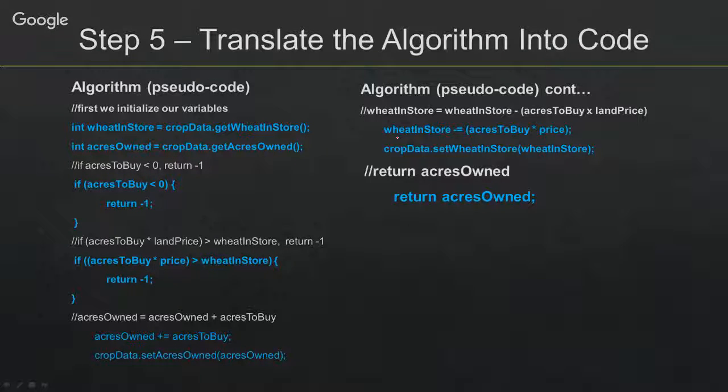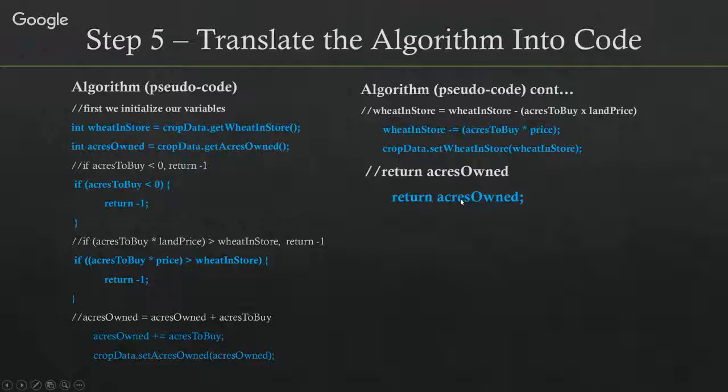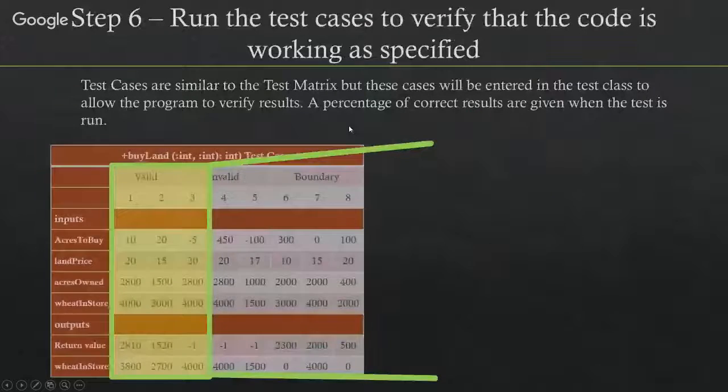And so wheat in store is using the same magic plus minus here, but we're using a minus equals. So we would have wheat in store minus the price times acres to buy, and that would give us our new wheat in store since we just purchased some land. So the set wheat in store for crop data would be the new wheat in store that we just calculated. So we're actually passing that over to that crop data class. And the very last thing is we return the acres owned back to the calling method.